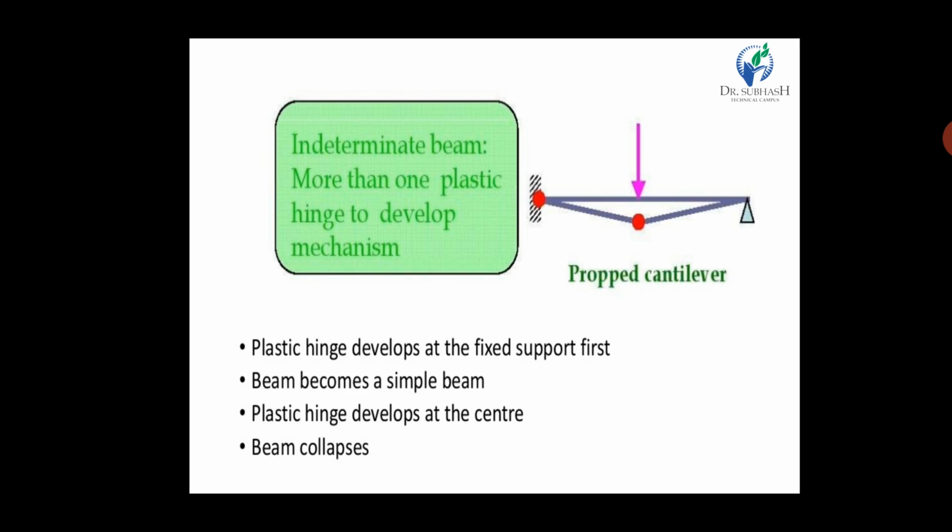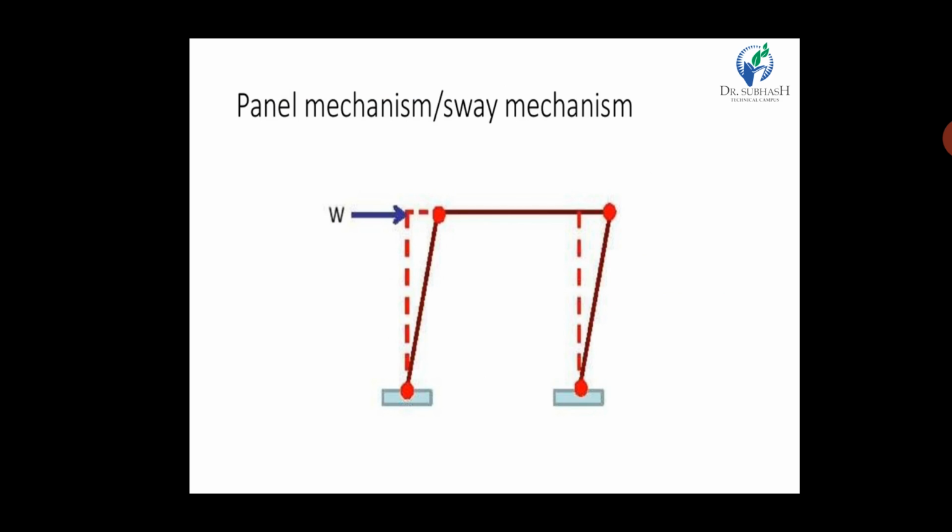For an intermediate beam, more than one plastic hinge develops to form the mechanism. At that time we should take the propped cantilever beam. So the plastic hinge develops at the fixed support first, the beam becomes a simple beam, and the plastic hinge develops at the center and the beam collapses. So now we provide the plastic hinge at the fixed support, so our beam is converted into a simple beam, and then we provide one at the center where the maximum bending moment occurs.